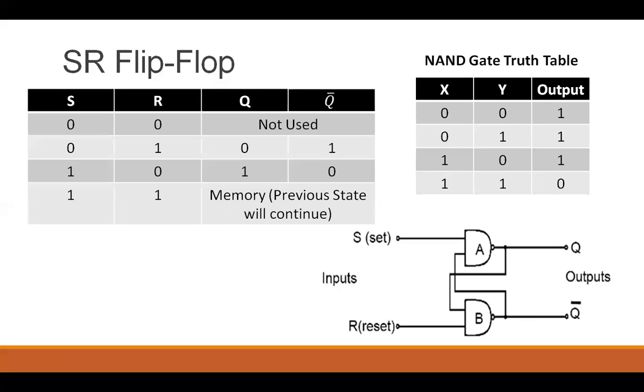In the NAND gate SR flip-flop, you will see that 1 1 is a memory state. Previously, it was 0 0, which was helping us continue the previous state of the circuit. And 0 0 is not allowed in the NAND gate. And the rest of the bits, as you can see, are working as they should. So this NAND gate flip-flop I leave up to you to solve.